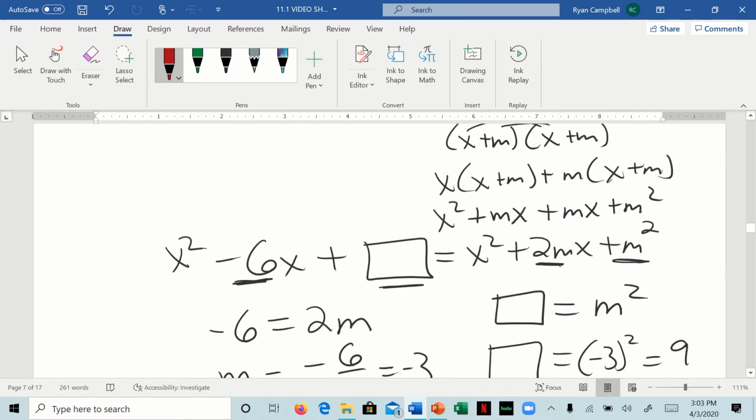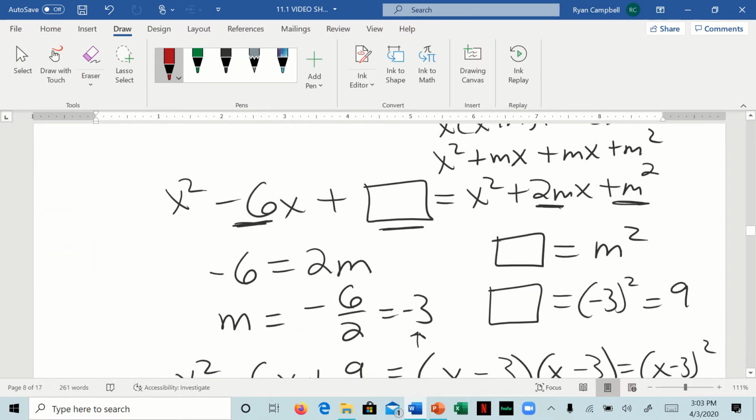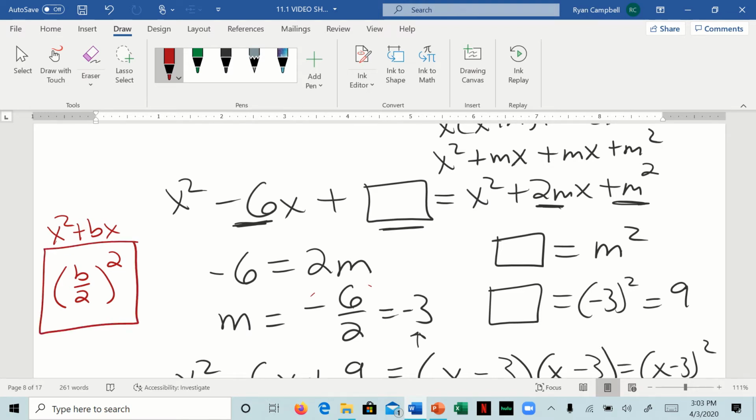Let's look at the second time we did it. So here, if we had this x squared plus bx, we see this is negative 6. So to find m, we took that number, divided it by 2 to get negative 3, and then we needed m squared, so we squared it to get 9. So this number right here, that is what you have to add to complete the square. You need to add b divided by 2 squared. That's the shortcut to do all this.